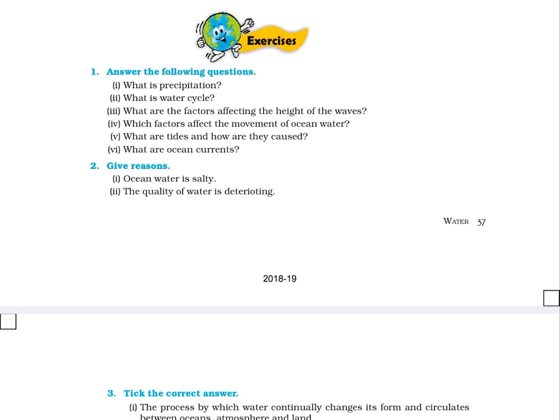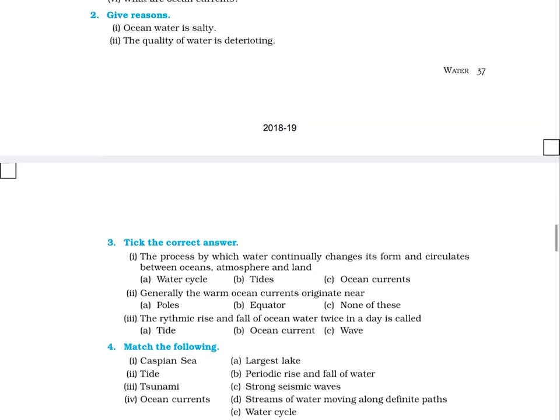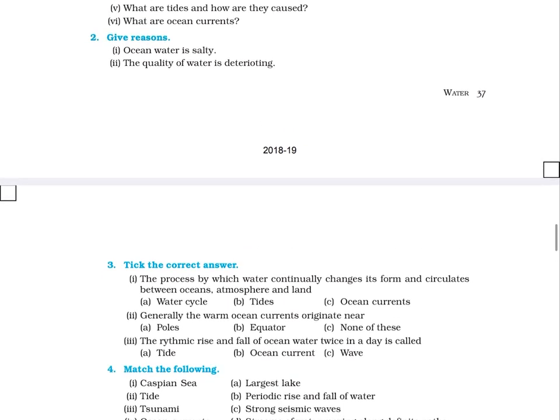2. Give reasons. Part 1. Ocean water is salty. Part 2. The quality of water is deteriorating.